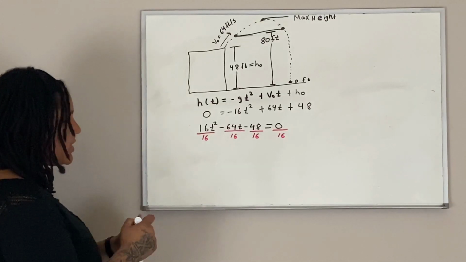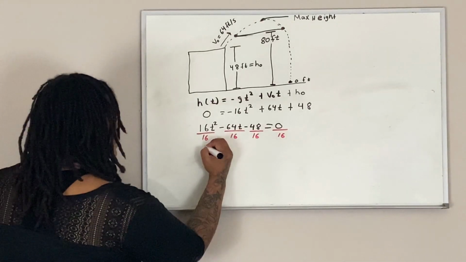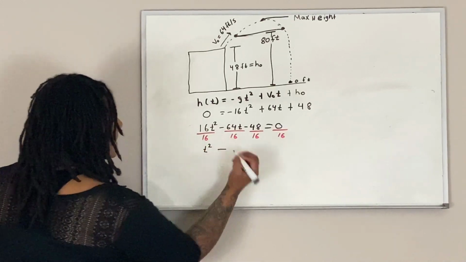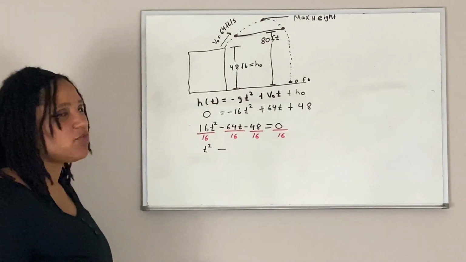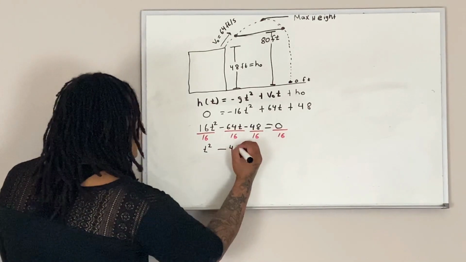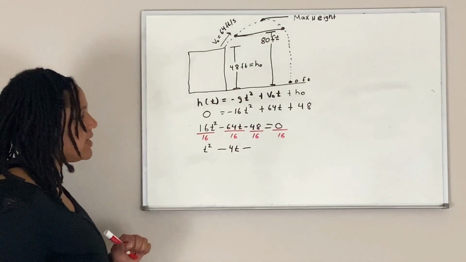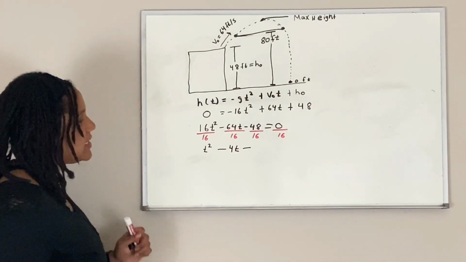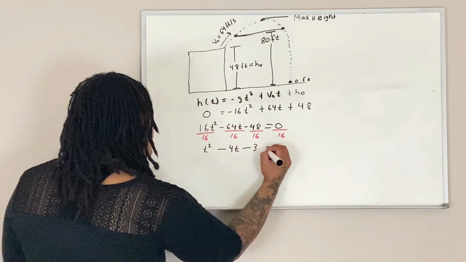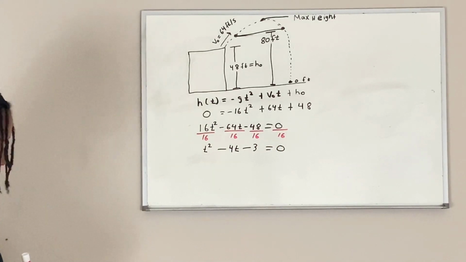And once I do that, our leading term can be a 1. So now we have t squared minus, well, 64 divided by 16 is 4. So now we have a 4t minus, and 48 divided by 16 is a 3. Okay, so now we have this situation.